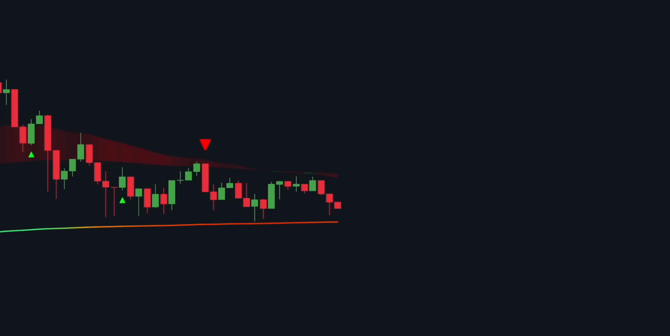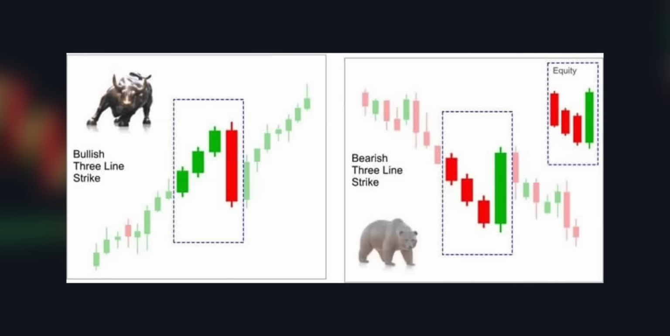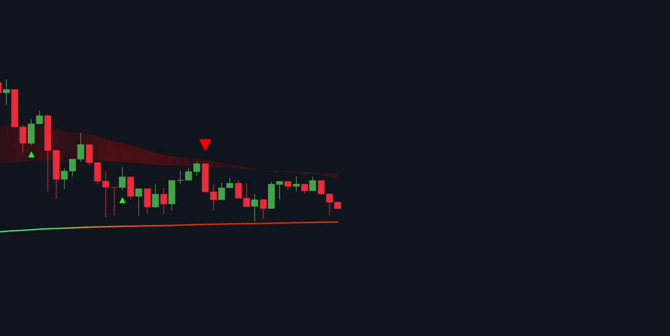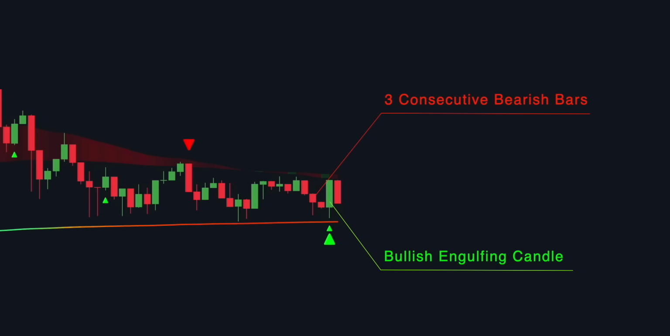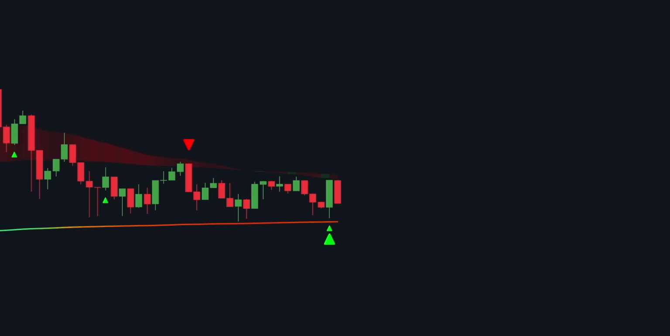A 3-line strike, on the other hand, is a bullish or bearish reversal pattern in technical analysis that consists of 3 consecutive candlesticks with specific characteristics. The pattern occurs after an established trend and signals a potential reversal in the opposite direction. A bullish 3-line strike pattern is formed when a bullish engulfing candlebar is followed by 3 consecutive bearish candlesticks. As soon as this type of pattern has been found, the indicator prints a large size green triangle below the price bar.